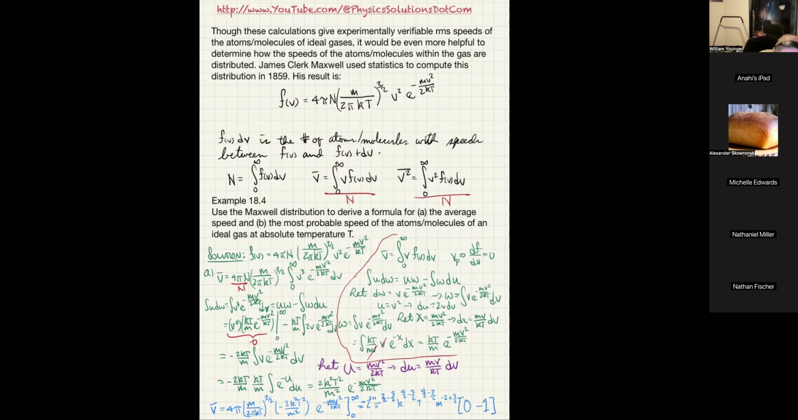And now let's steal this and go over to the other page. Hope I can fit it in. So I'm going to copy that and I'm going to paste it right here.